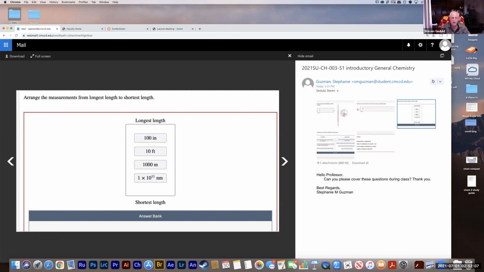So the two bottom ones need to be switched if we convert everything into meters. You got to convert everything into the same units to compare them. You got to compare apples to apples. Does that make sense? Yeah, it does. Because 1 times 10 to the 11th nanometers is 100 meters, and that's less than 1,000 meters. So it would be 100 inches, 10 feet, 1 times 10 to the 11th nanometers, and then 1,000 meters, the correct way to put it. Thank you. No problem.